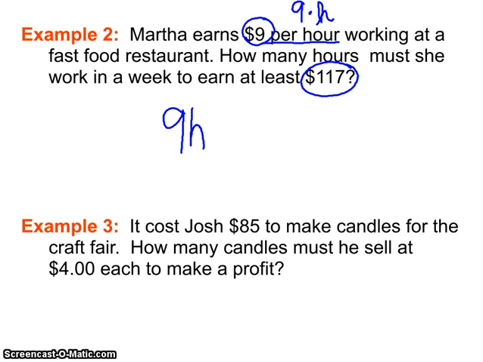We have to figure out what h would be so that in a week she would earn at least $117. When I say at least, does that include $117? Yes. So we have our half equal sign. And do we want, again, the left side represents the money she's made. Do we want the left side to be greater than or less than 117? Yeah, she's all right with earning more money than that.